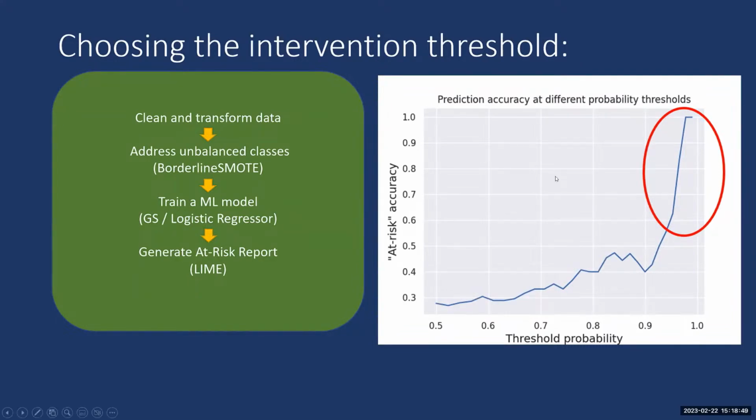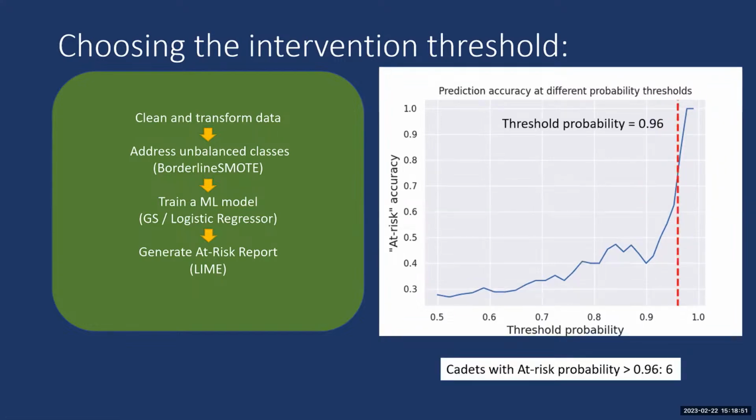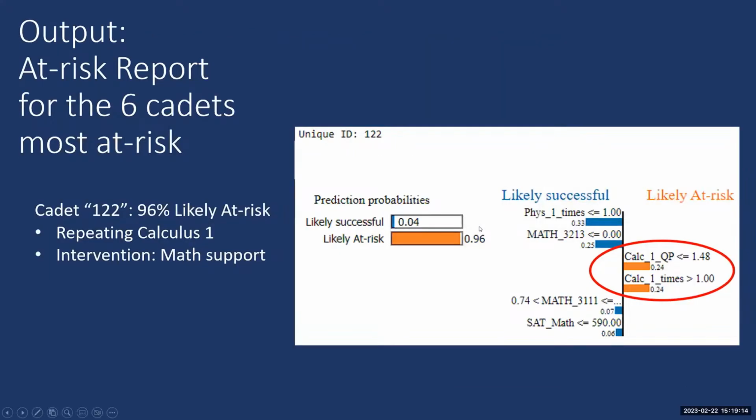We can take a look at this, maybe set a threshold, and we want to focus right at the beginning of the semester on the people that we're 96% confident, for example, might struggle. If we set this threshold for this particular training group, there are maybe 6 people that we want to flag right away. And so we can use a tool called LIME to generate an at-risk report for these. And this is what that looks like.